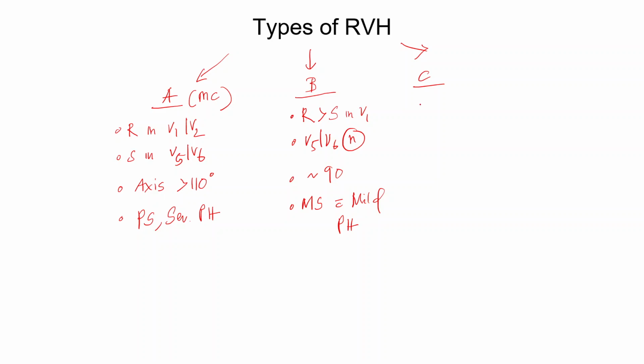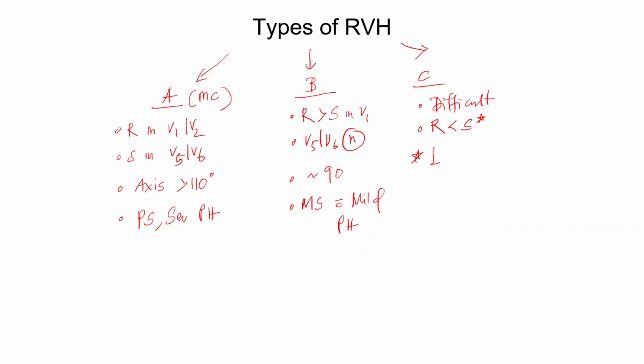The third one is type C. This is the most difficult one to diagnose. Why? Because here the amplitude of R is less than S. That's why it is very difficult to diagnose type C as RVH.